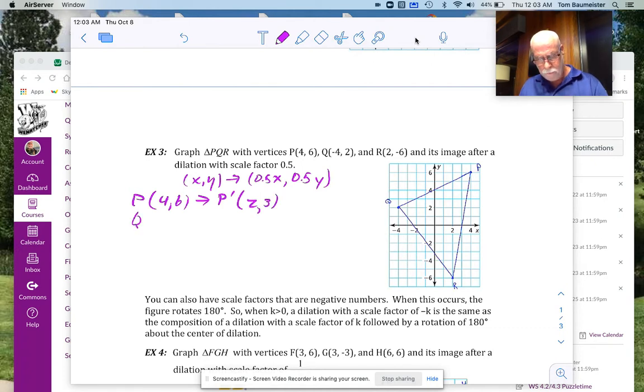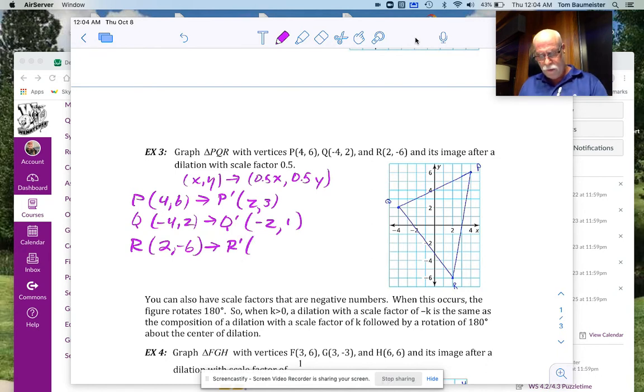So Q is negative 4 and 2. All right. Q prime then would become half of negative 4 is negative 2, and half of 2 is 1. And then finally our last one, they were nice enough to just give us rectangles this time. R is negative 2, 2 and negative 6, and that'll map onto R prime, which again, half of 2 is 1, half of negative 6 is negative 3.